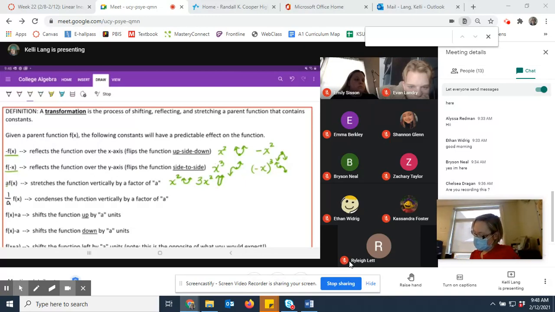If instead of a whole number constant, or a constant that's greater than 0, if you have a fractional constant, a constant that's less than 1, something like instead of our regular x squared, if we had 1/2 x squared, that's going to condense or shorten or make our function fatter, so to speak. So it sort of spreads it out. Instead of making it tall and skinny, it makes it short and fat.